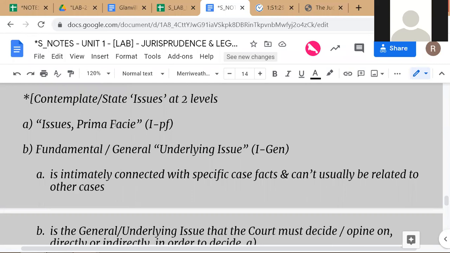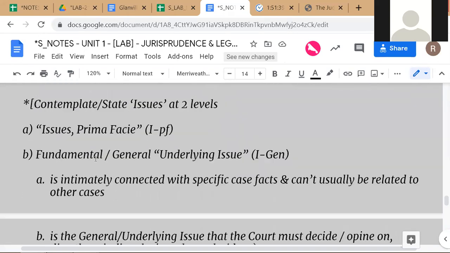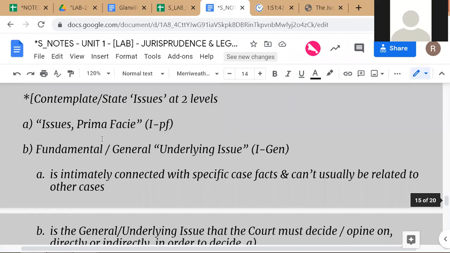But obviously, on the face means that there is more. There could well be more to it. So this is not the entire picture. It's not likely to be the entire picture. Okay. So first we have a statement of issues prima facie. And then we have a statement of an underlying issue in the case, right?